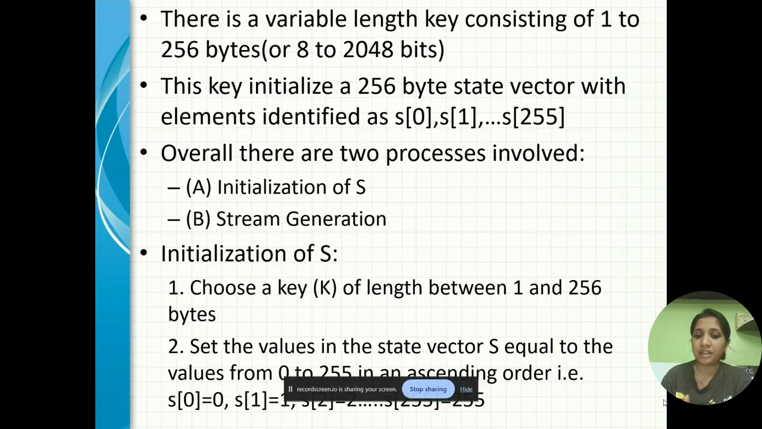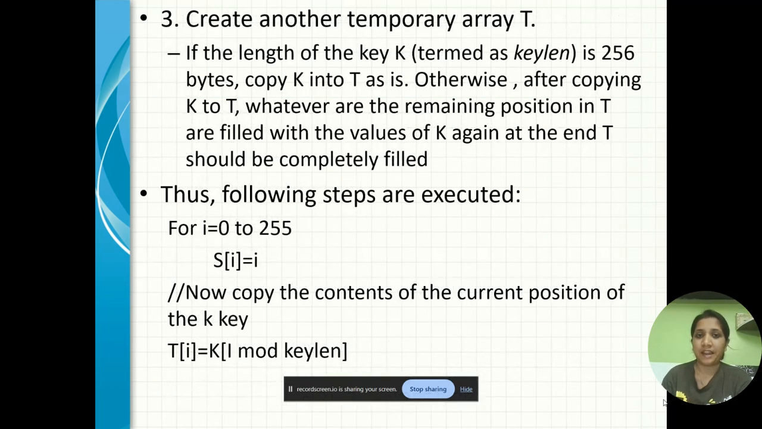Second, set the values in the state vector S equal to the values 0 to 255 in ascending order, that is, S[0] equals 0, S[1] equals 1, and lastly S[255] equals 255. Third, create another temporary array, that is T. If the length of key K, termed Klen, is 256, copy K into T as it is. Otherwise, after copying K to T, the remaining positions in T are filled by repeating the values of K. Again, at the end, T should be completely filled.